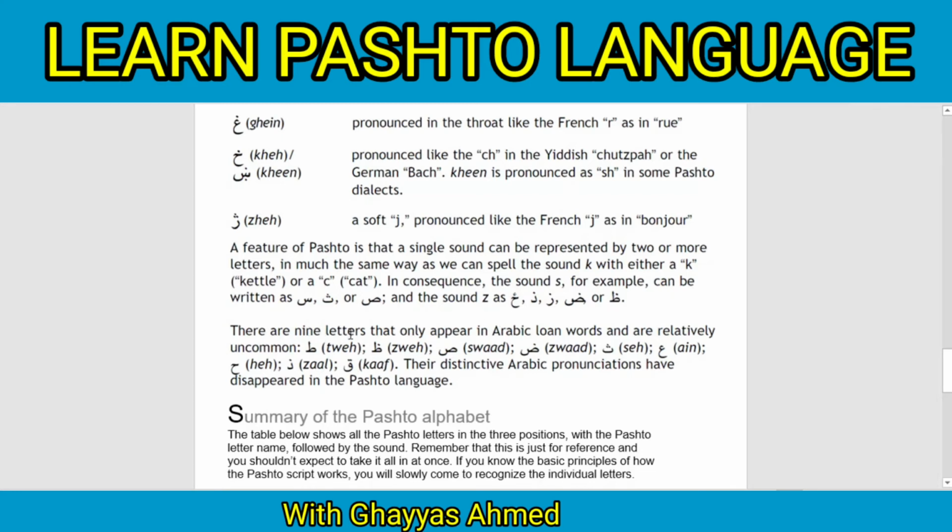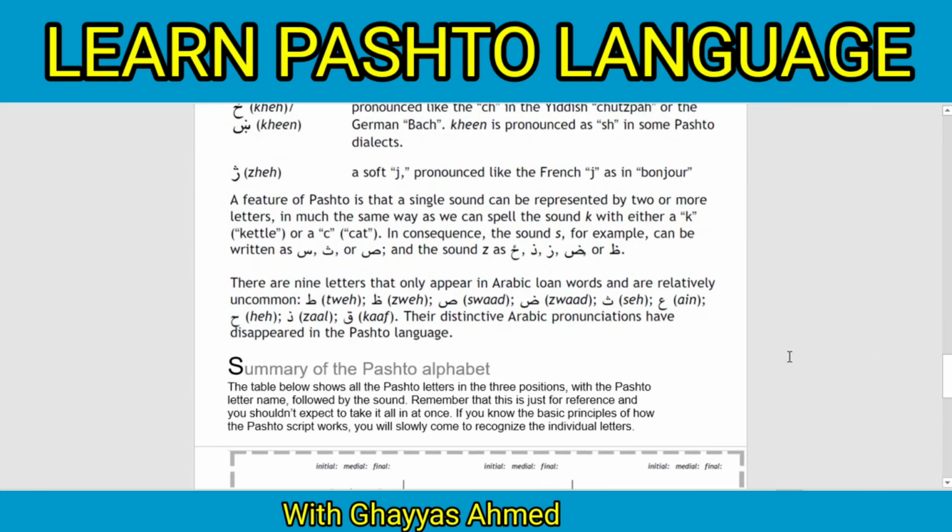There are 9 letters that only appear in Arabic loan words and are relatively uncommon. Twe, Zwe, Sad, Zad, Se, Ain, He, Dal, Qaf. Their distinctive Arabic pronunciation has disappeared in the Pashto language. However, I am still pronouncing it like Arabic just because of the tajweed.